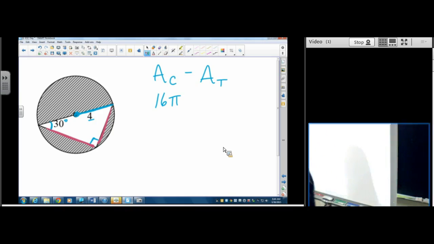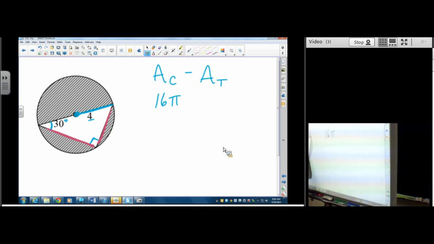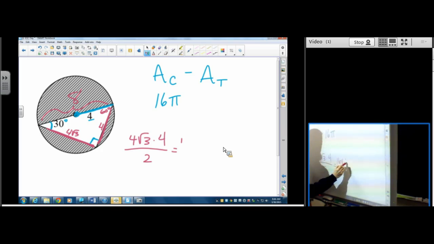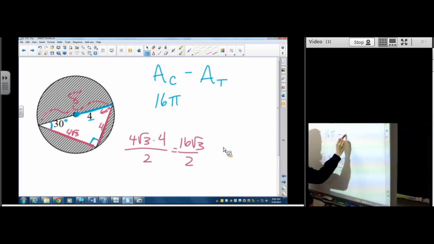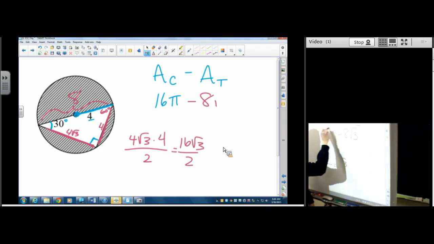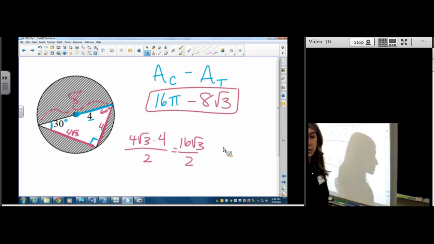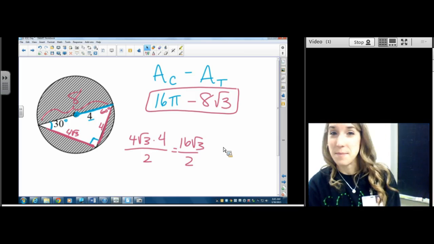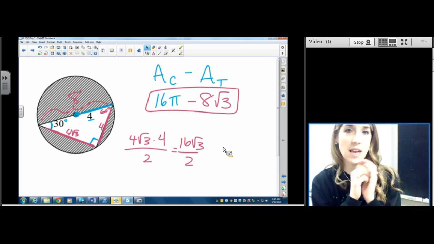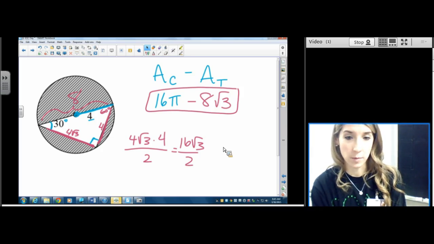So, this side is 8. That means across from 30 is 4, and that means across from 60 is 4 root 3. So it's base times height divided by 2. So it's 16 root 3 divided by 2, which gets us 8 root 3. Do you see how all these answers are? We're keeping them exact, which means we're not combining them. We're keeping them separate unless we have like terms. 16 pi minus 8 root 3.